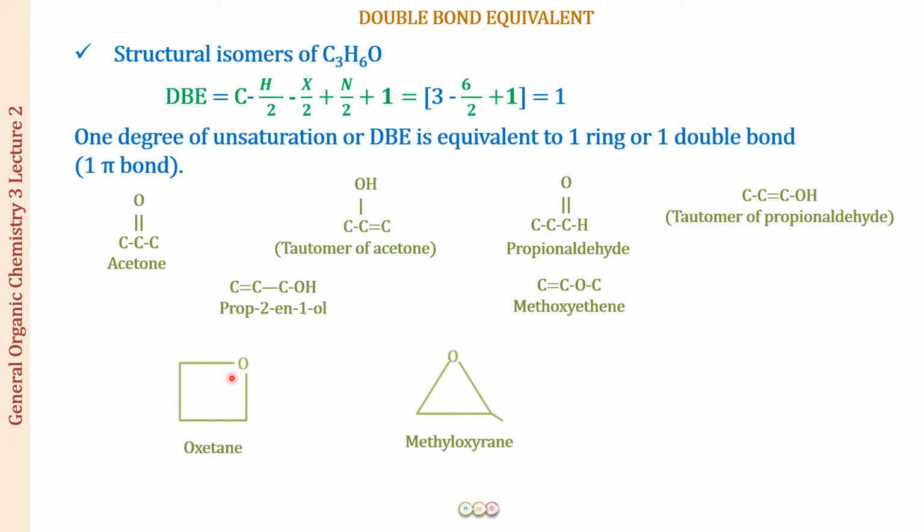Then if I can draw a four-member ring, I can draw a three-member ring also. Again, the oxygen is a part of the ring. This is methyl oxidane, with one CH3 growing out of it. All right, so this is also a cyclic ether. Now if I can draw a cyclic ether, why can't I draw a cyclic alcohol? Yes, I can do that. So I will draw this as a cyclic alcohol also. So this is the next structure possible.